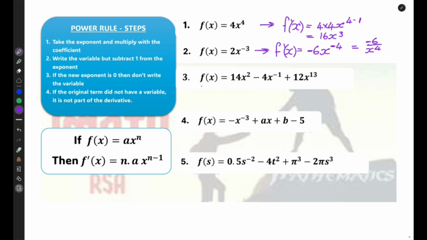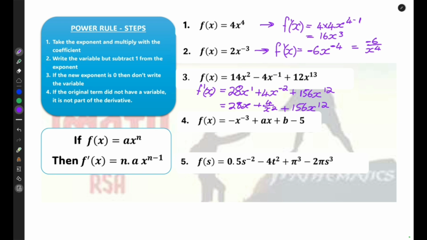For question 3, so the derivative of this f would be equal to, I would take 14 times 2, so 28x to the power 1, and then minus 4 times minus 1 gives me plus 4x, and then minus 1 gives me minus 2. And now I gave myself a massive sum, 12 times 13, so we know 12 times 12 is 144, so then this would be 156x^12. There we go. That's the final answer, unless you need to write it with positive exponents, so then it would just be 28x plus 4 over x squared plus 156x^12.